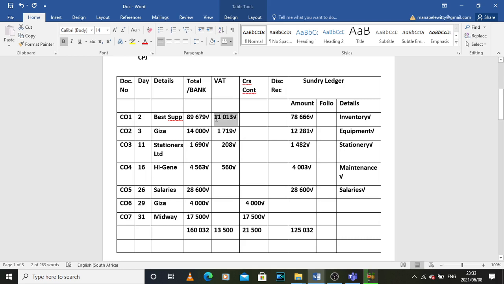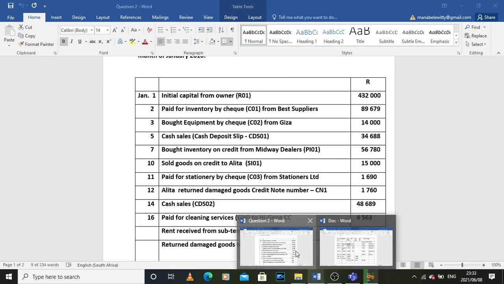Or you calculate 14% of this amount. Remember to divide by 1,14. Don't divide by 100, because if you divide by 100, you're trying to say this amount doesn't have VAT. So this amount has VAT inside. So don't mix the two.